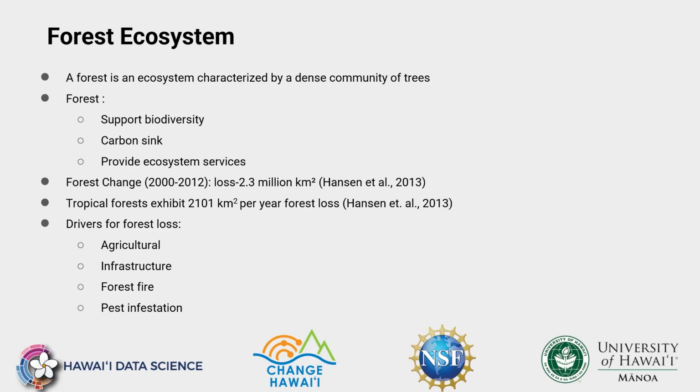There was 2.3 million square kilometers of forest loss observed between 2000 and 2012, and it's highly found in the tropical forest climate. The major driver of forest loss is agriculture, which contributes 90%. It also includes plantation plus cropland areas. Infrastructure, forest fire, and pest infestation are very minor.